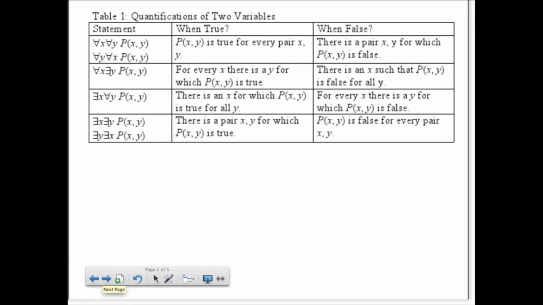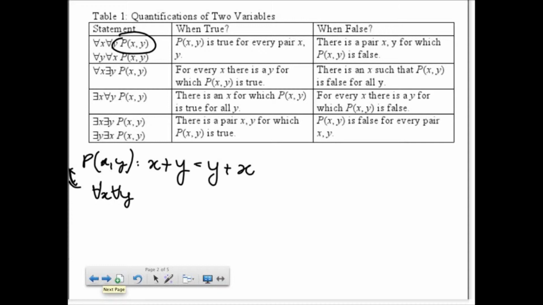Now, going back to the first example, we can see that the predicate p of x y takes in two variables and returns a truth value. For this to be true, p of x y is true for every pair of x y. For example, let's let p x y be the statement that x plus y equals y plus x. And we're going to make this true for every single pair of x and y by putting in these quantifiers.